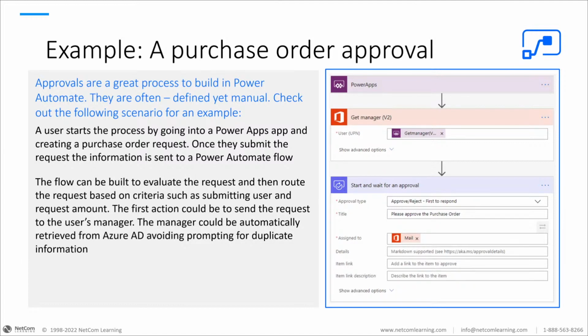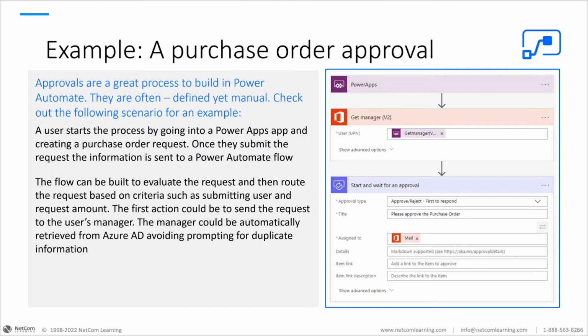And here the user starts the process by going into Power Apps and creating a purchase order request. And the purchase order request will then have to be submitted. The request will then have information sent to the Power Automate flow.